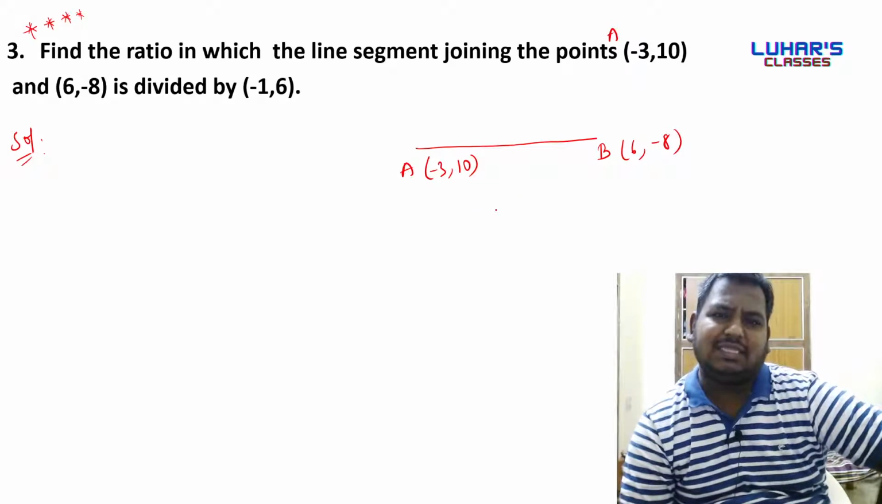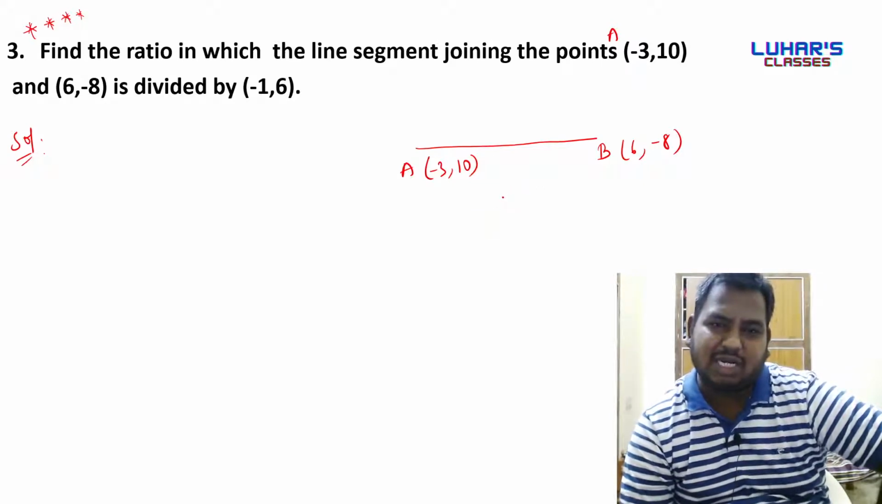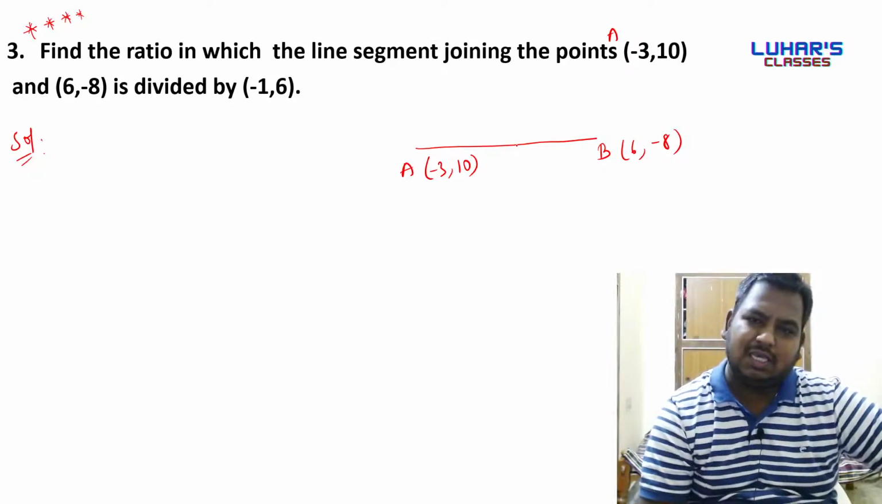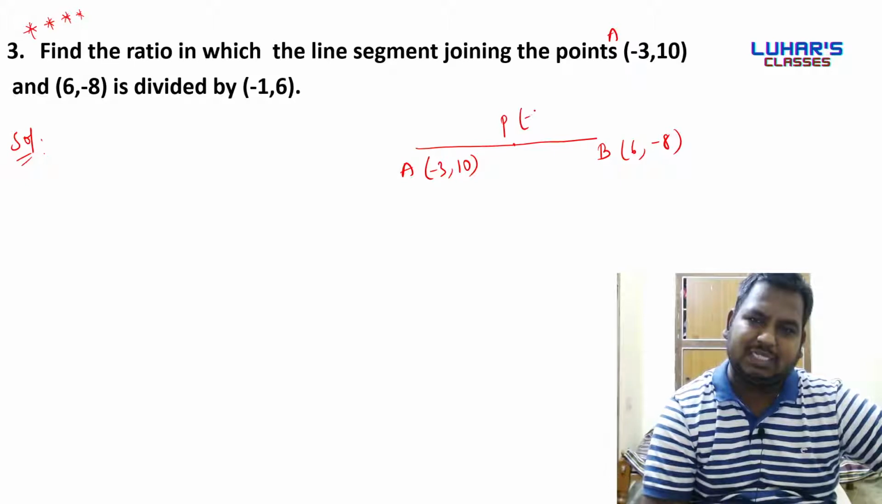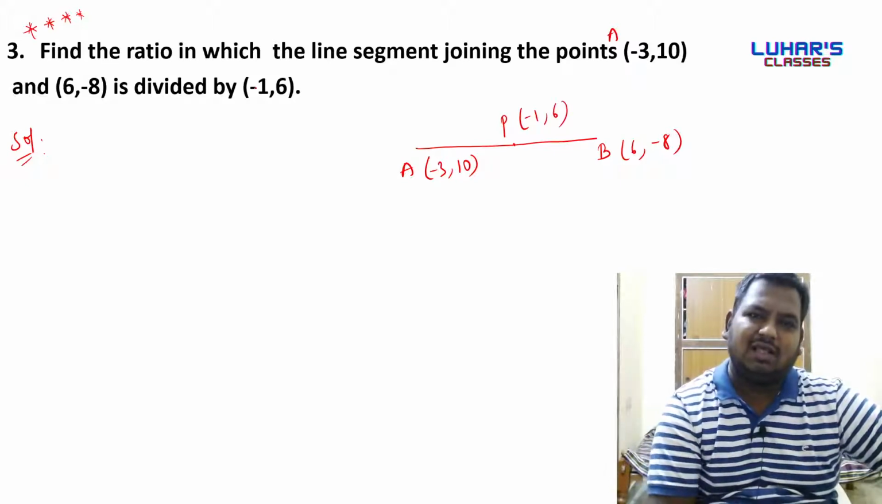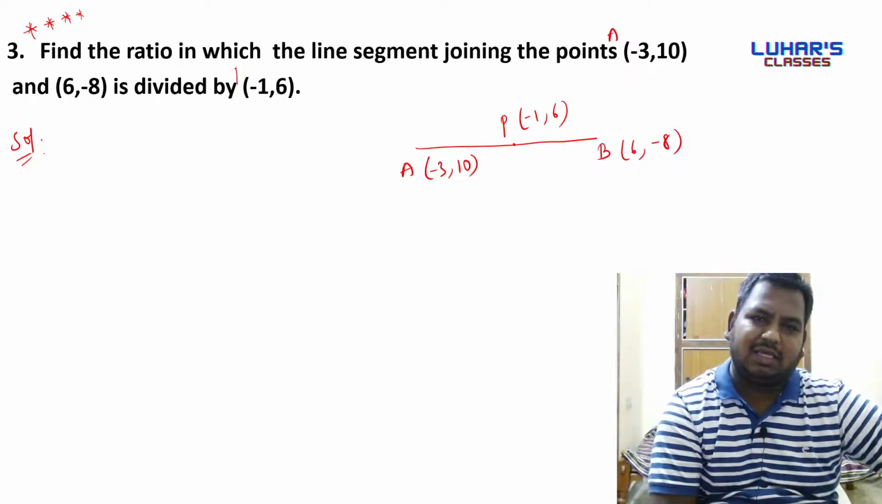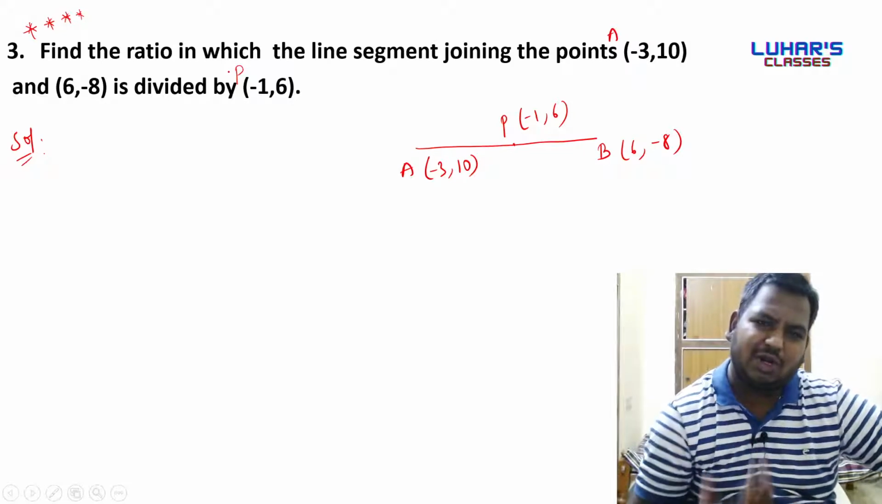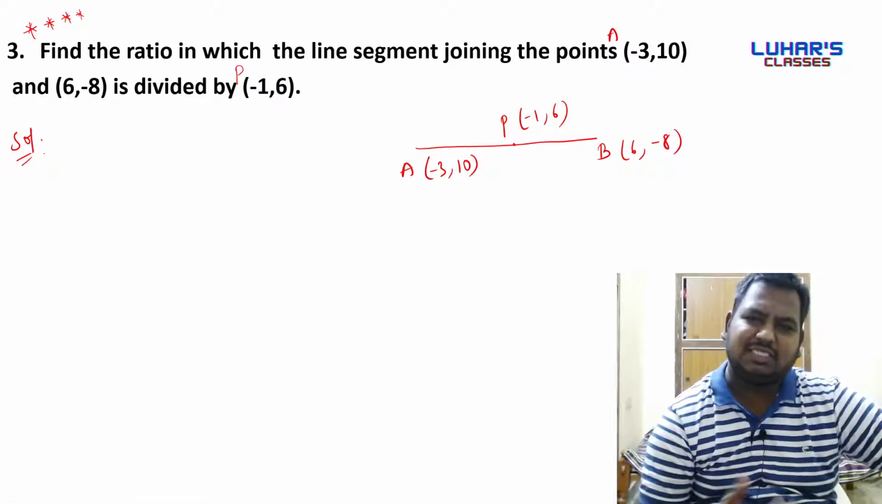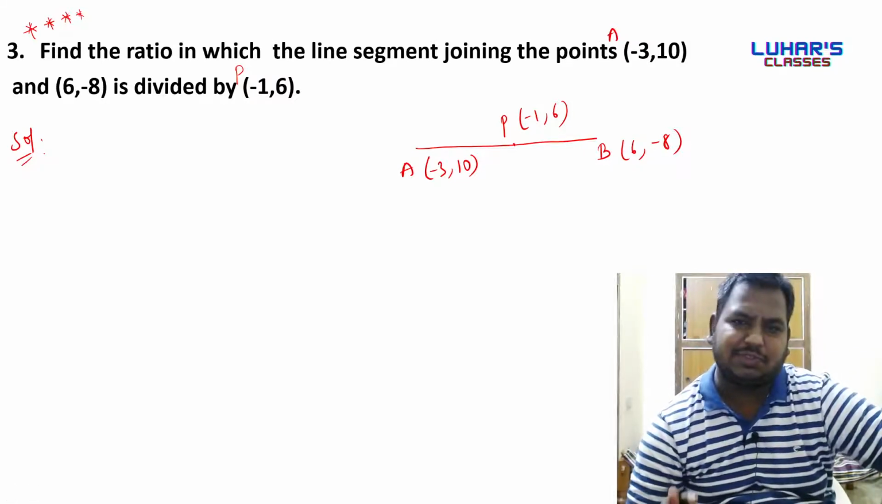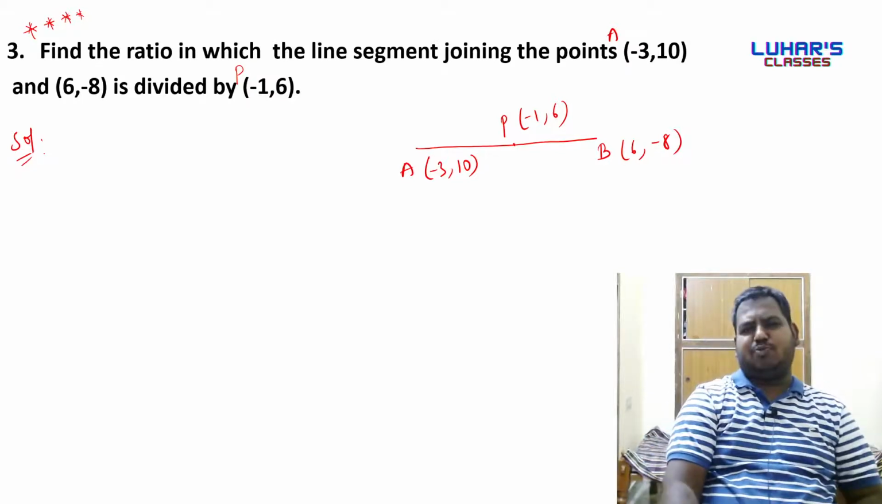Now find the ratio in which the line segment joining the points is divided by -1, 6. So there is a point P, -1, 6. We have to find out in what ratio the point P is dividing the line segment AB. That's the question. I hope the question is clear to everyone.